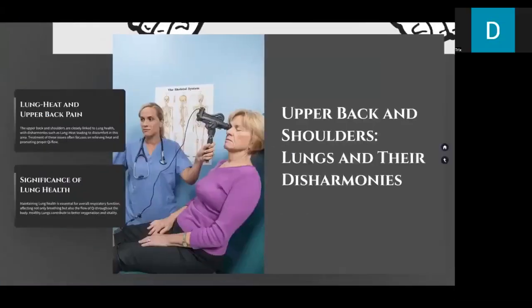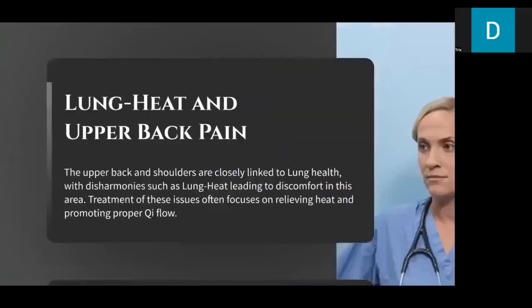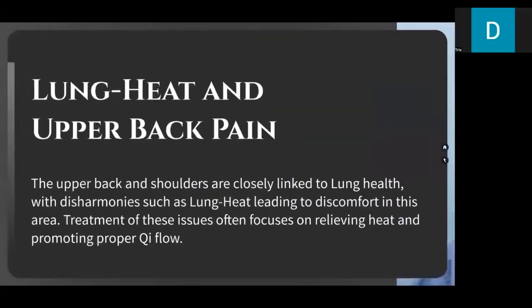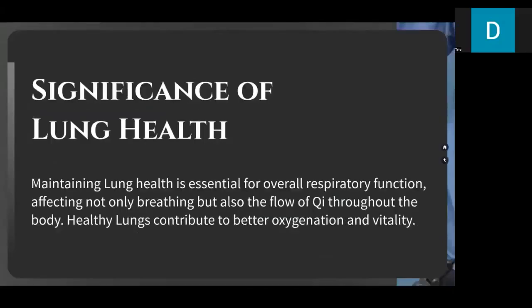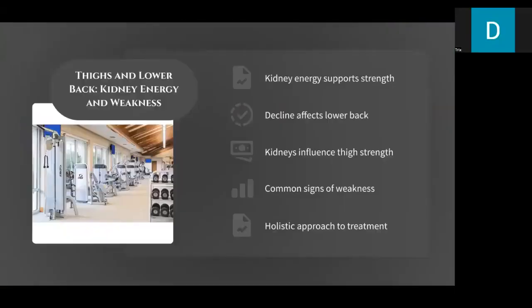Upper back and shoulders, lungs, and their disharmonies. The upper back and shoulders are closely linked to lung health, with disharmonies such as lung heat leading to discomfort in this area. Treatment of these issues often focuses on relieving heat and promoting proper qi flow. Maintaining lung health is essential for overall respiratory function, affecting not only breathing, but also the flow of qi throughout the body. Healthy lungs contribute to better oxygenation and vitality.